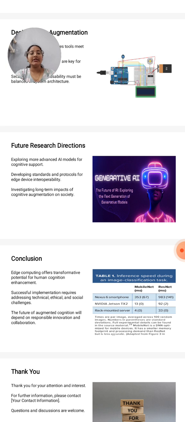offers immense potential for human cognition enhancement. Successful implementation requires addressing technical, ethical, and social challenges. The future of augmented cognition will depend on responsible innovation and collaboration.